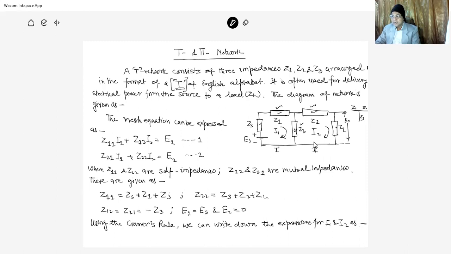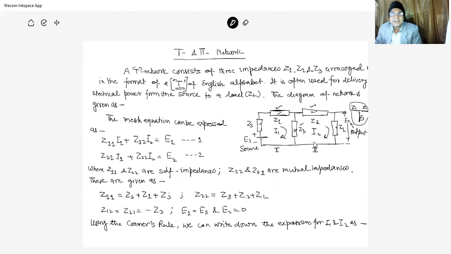Other than these impedances, the source is ES and the source impedance is ZS on one side, and on the other side there is a load ZL, as we like to take the output from ZL, EO. This is the output. Here, these are Z1, Z2, and Z3. This is the T shape, and that's why it is named a T network.